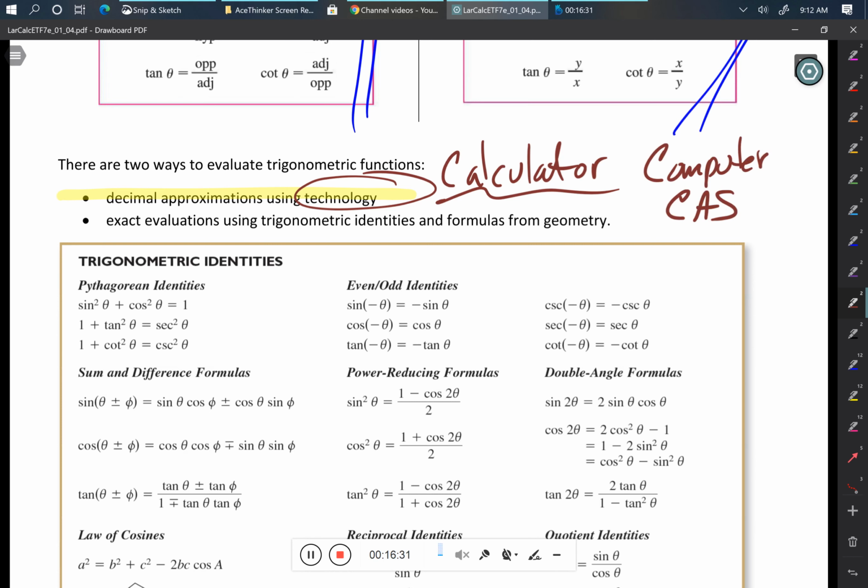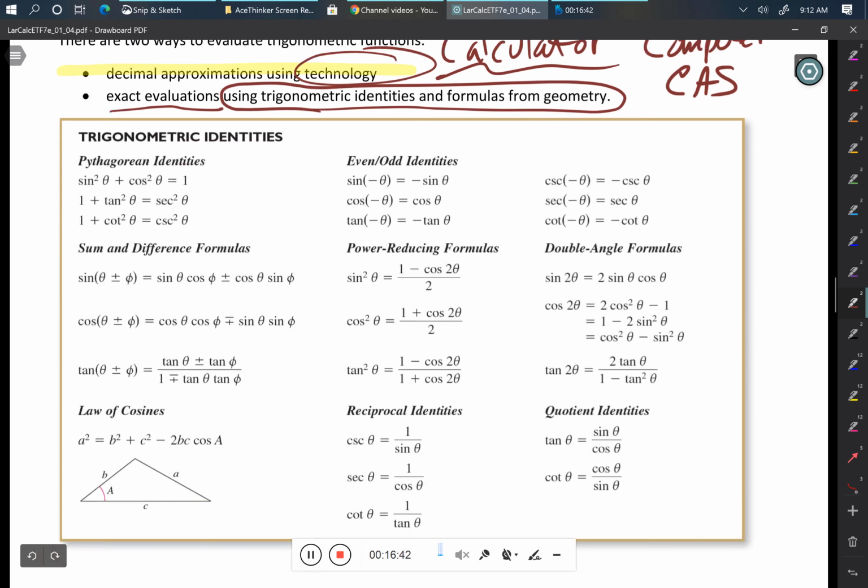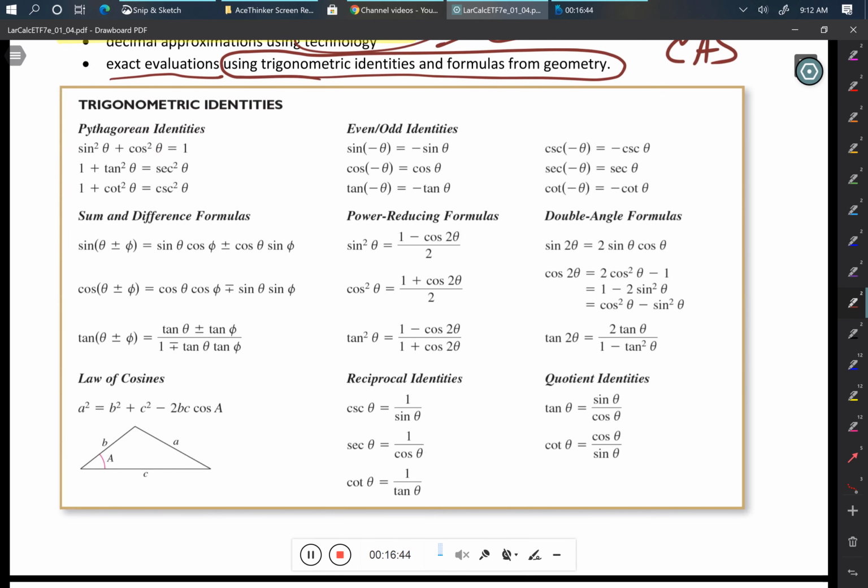Okay? Now, the old school approach is to find exact evaluations, and we sometimes need exact values using trigonometric identities and formulas from geometry. Trigonometric identities. Now, this page right here that I'm showing you right now, or this part of the page, should be nothing new.